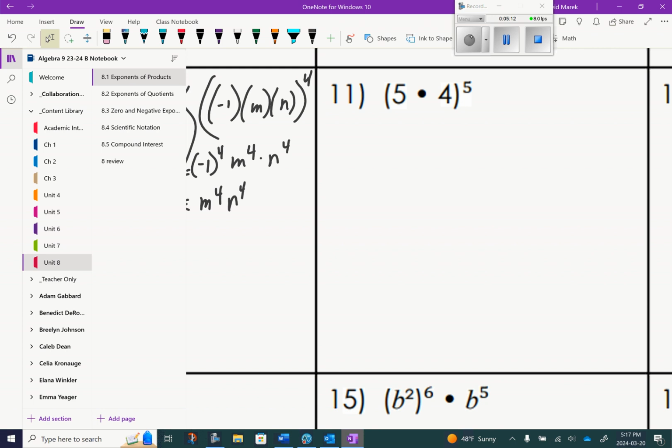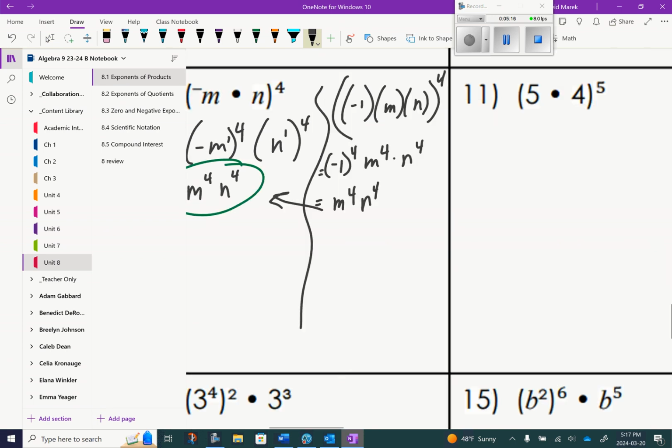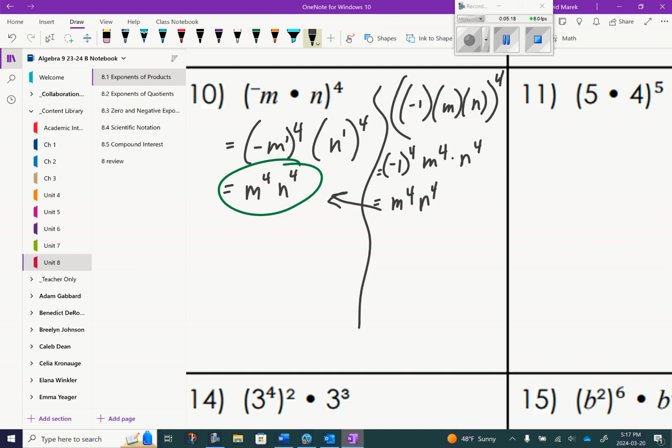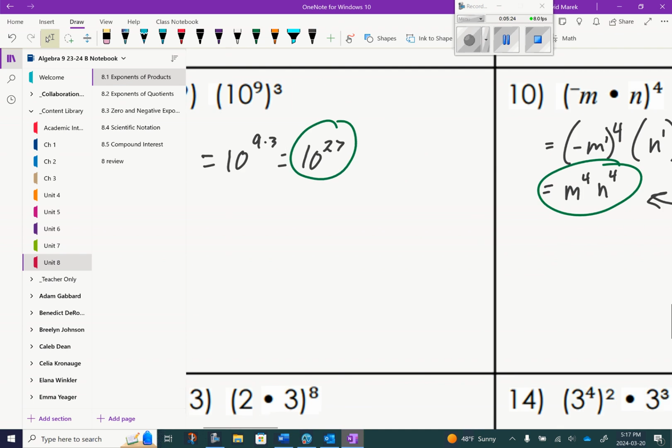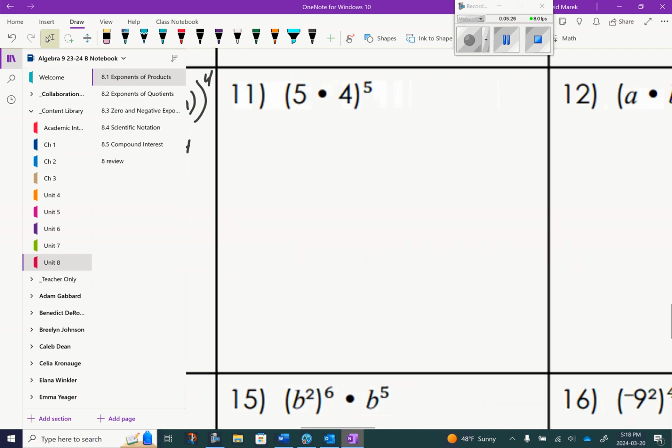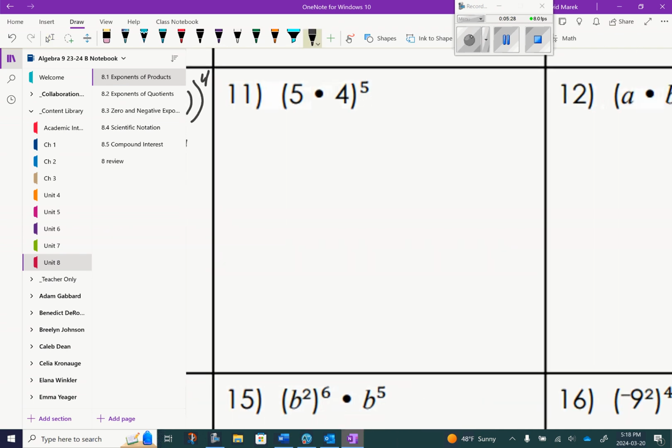For number 11, to me, there's a fundamental difference here between number 10, where we're supposed to multiply two variables. Yeah, you can't combine those. And number 11, we're supposed to multiply two numbers. Well, we certainly could do that. 5 times 4 is 20. Well, let's just leave that as 20 to the 5th power.